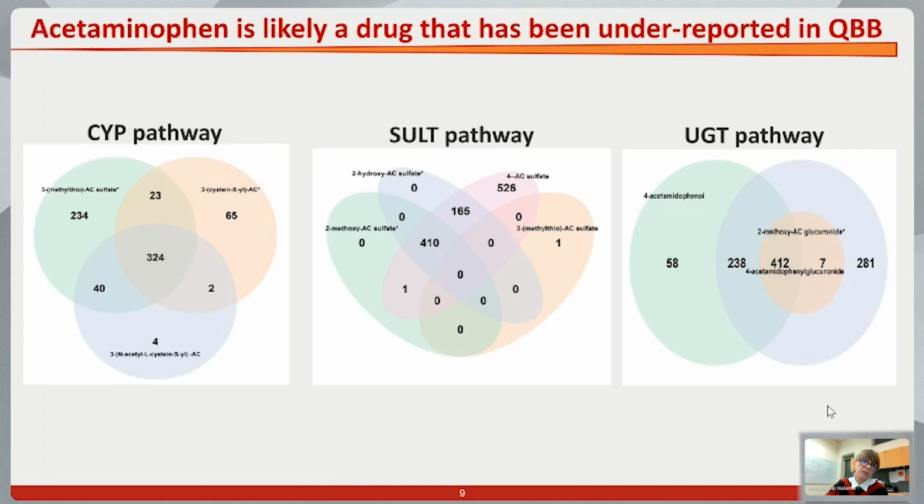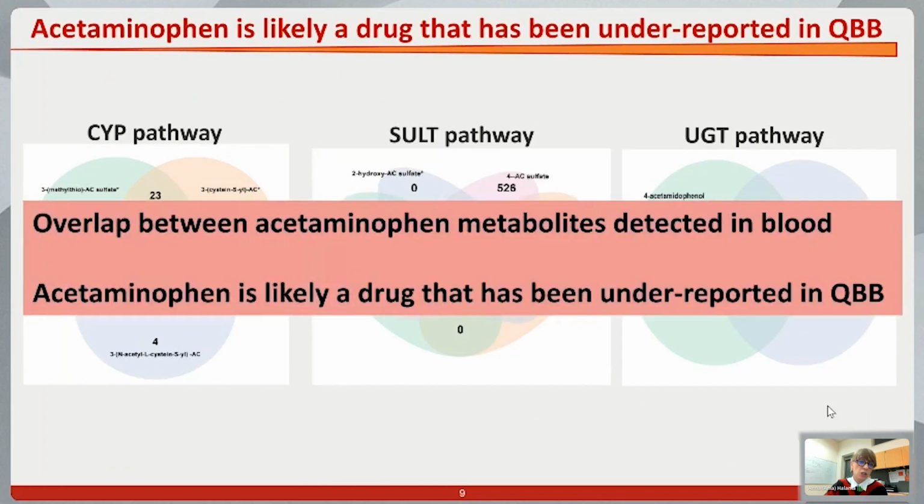What you can see here is that there is a certain overlap between the individuals which were identified. There is an overlap of the metabolites, the products of metabolism, across the individuals, which suggests that in fact those individuals were taking the medication but not reporting it, or maybe they were not even considering acetaminophen a drug. This suggests that acetaminophen usage is likely underreported in the QBB population.